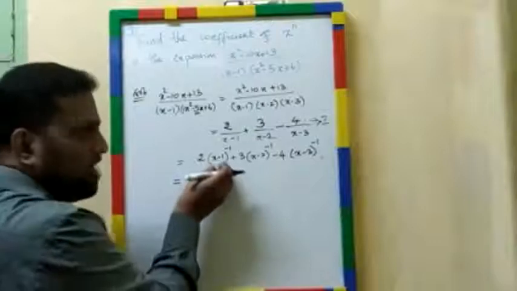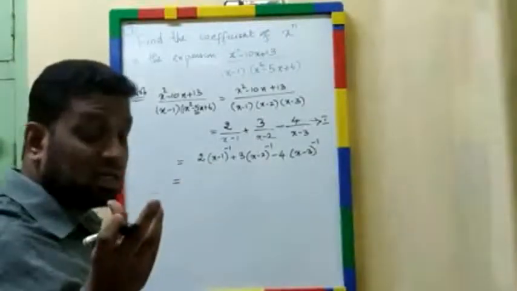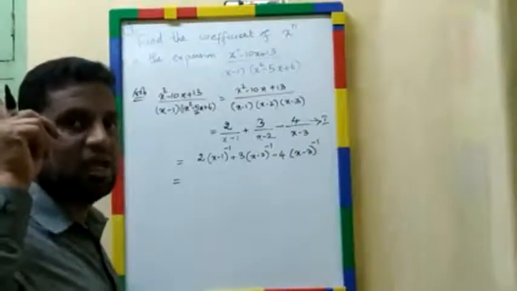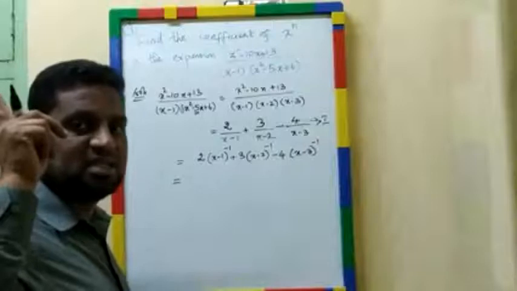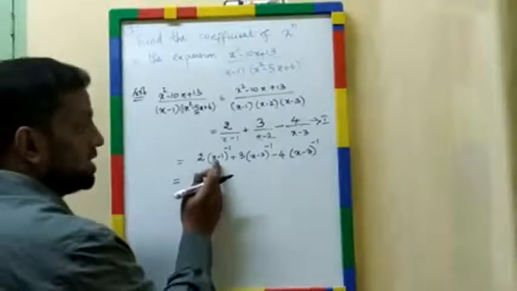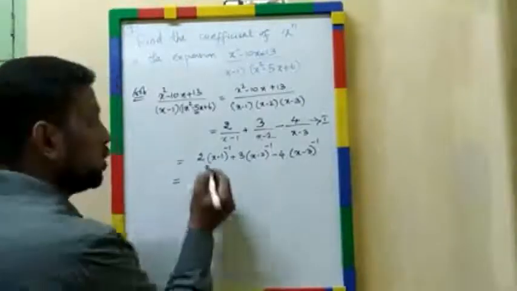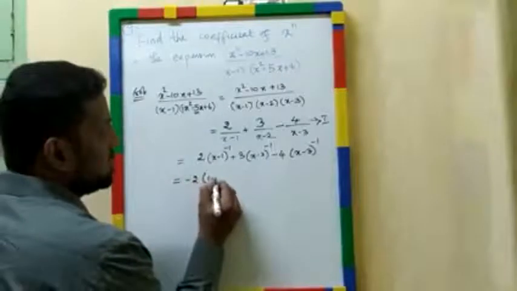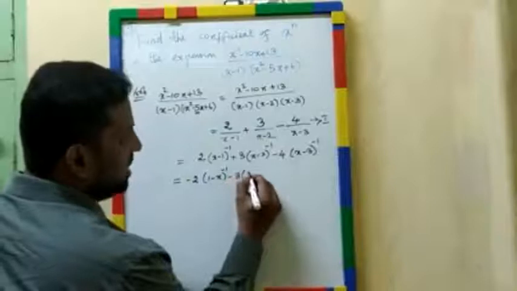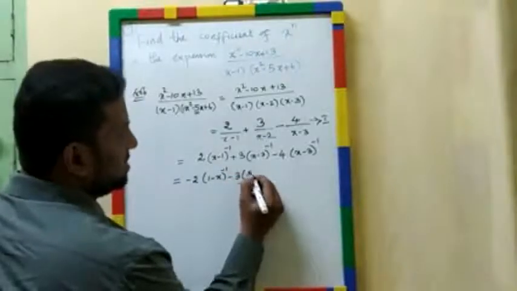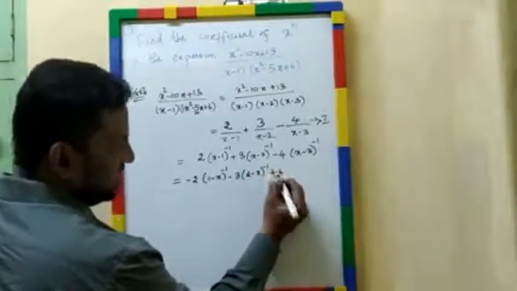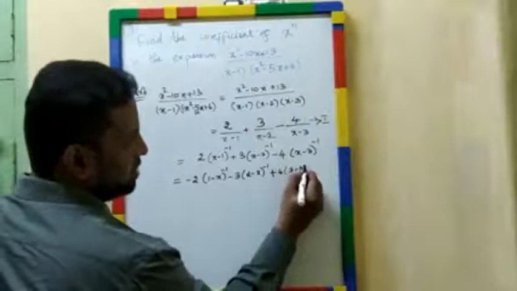Now I don't have a formula for x minus 1. But I have a formula for 1 minus x in the binomial expansion. Already we have seen 1 minus x whole inverse is equal to 1 plus x plus x square plus x cube, like that. So I want 1 minus x, not x minus 1. So what I am doing is taking minus outside. So it becomes 1 minus x whole inverse, simply. Now I take minus outside here, 2 minus x whole inverse. Minus 4. If I take minus, it becomes plus 3 minus x whole inverse.